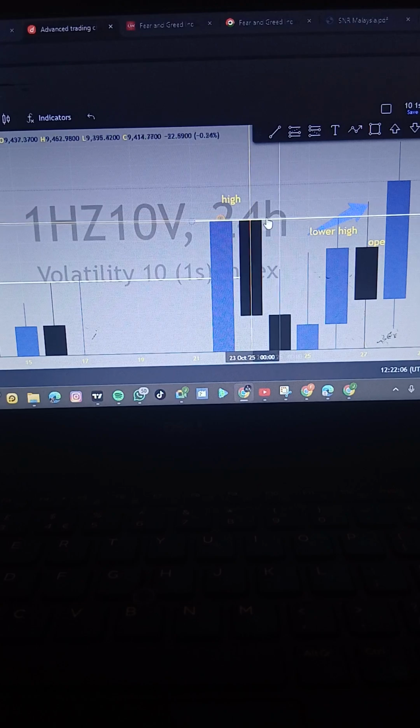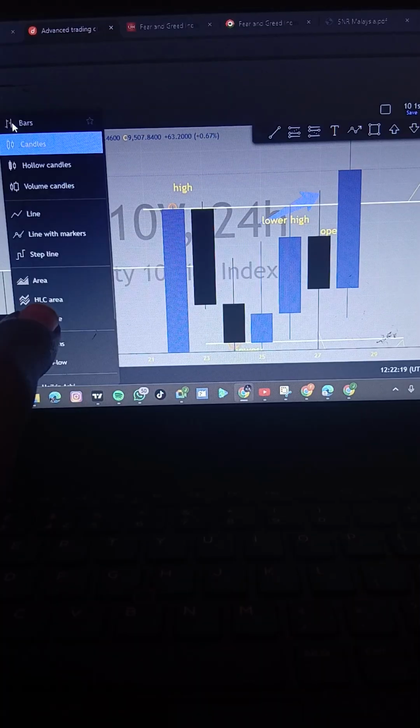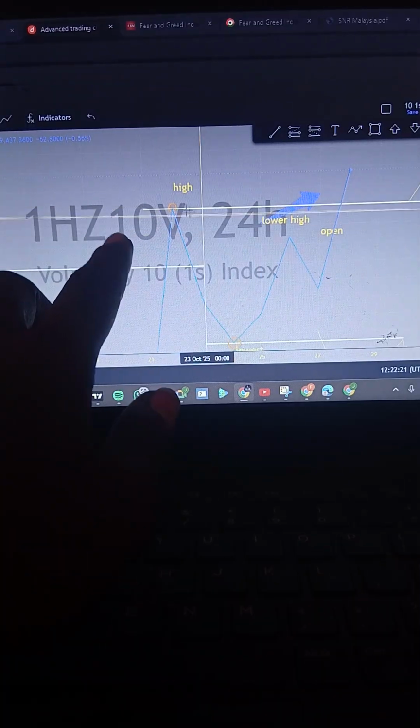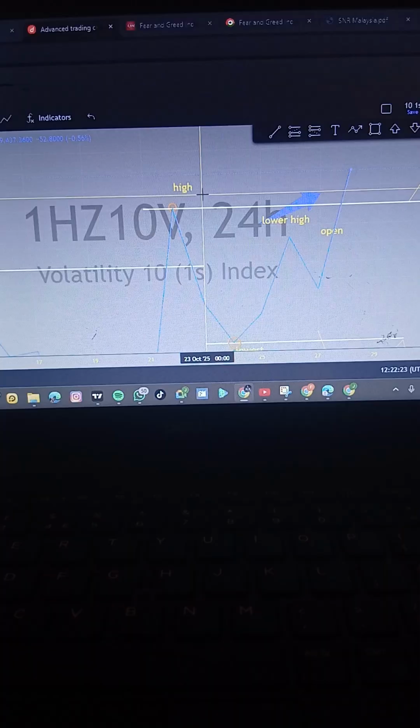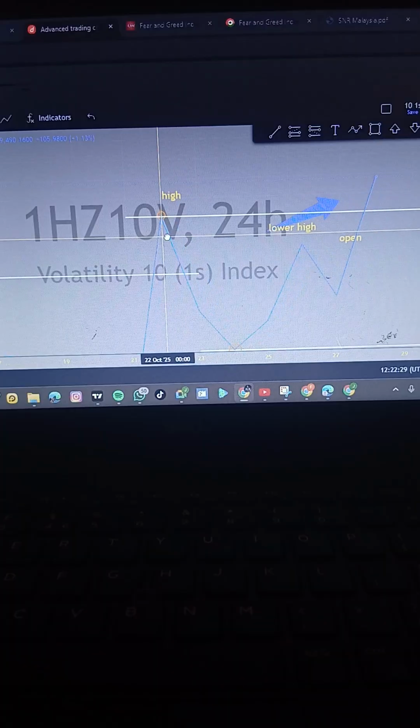Price is resisting from here. If price is resisting, you don't need price closing above. So when I shift this to a line chart, now you see the A shape. Are you seeing that A shape?